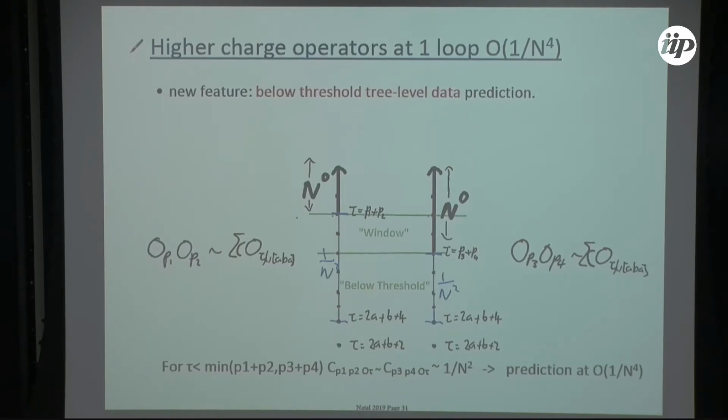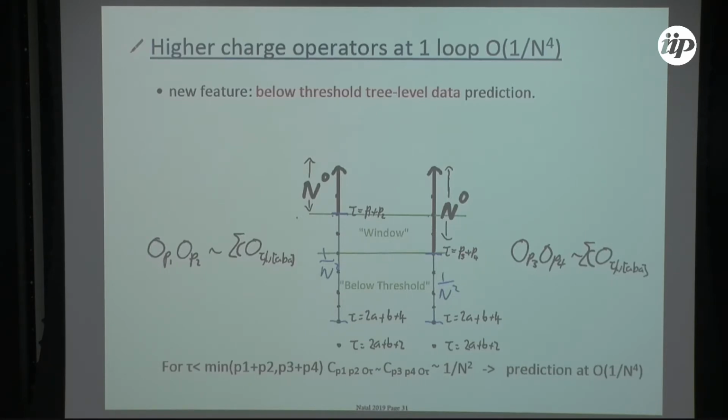And then similarly on the P3, P4 side, you only get twists higher than P3 plus P4, and below that you only get operators of order 1 over n squared. So you can see actually that there's a few interesting things going on here. So first let's look at this below threshold.